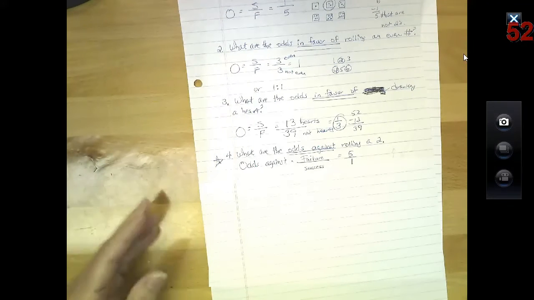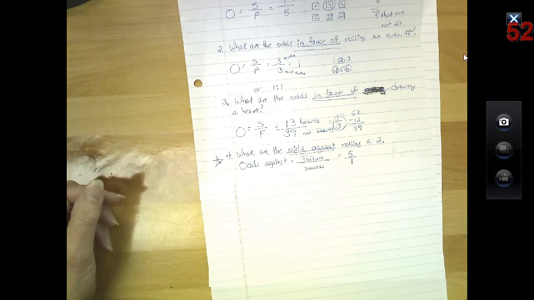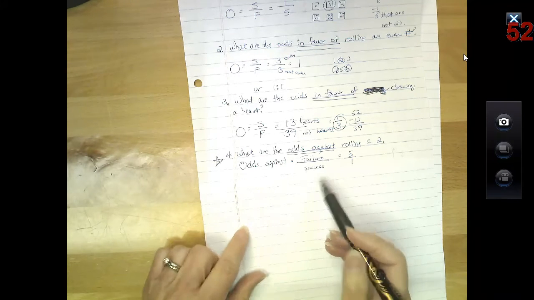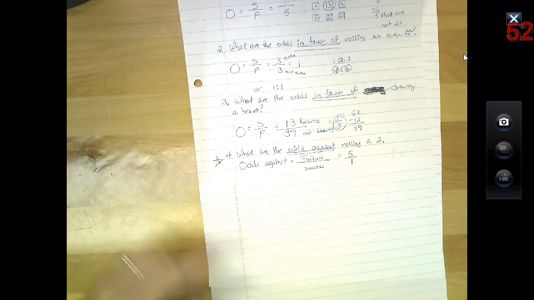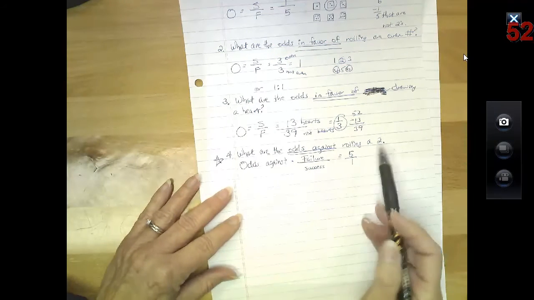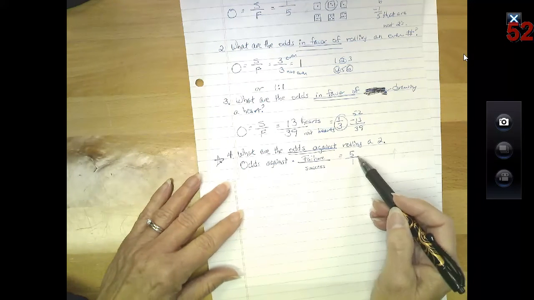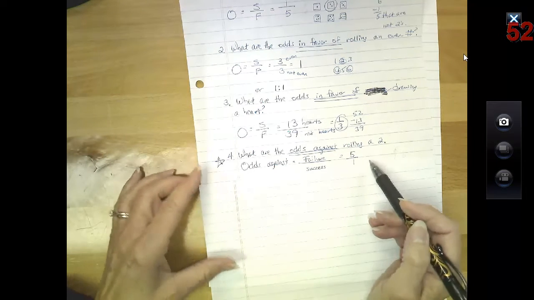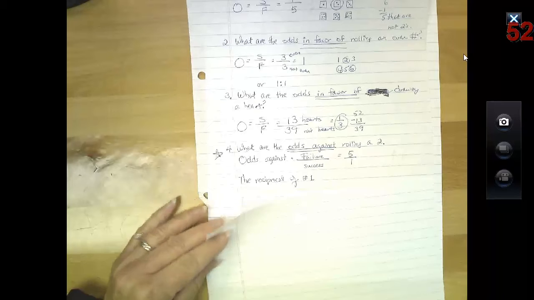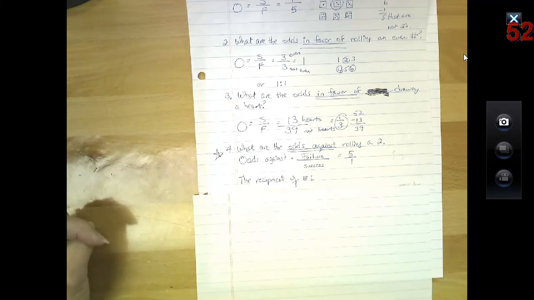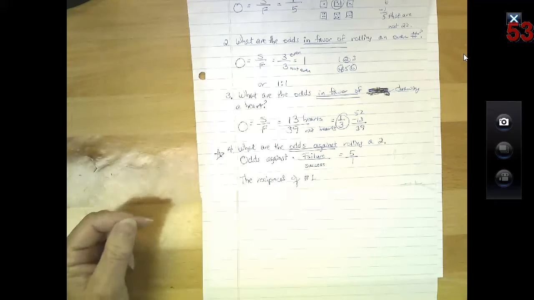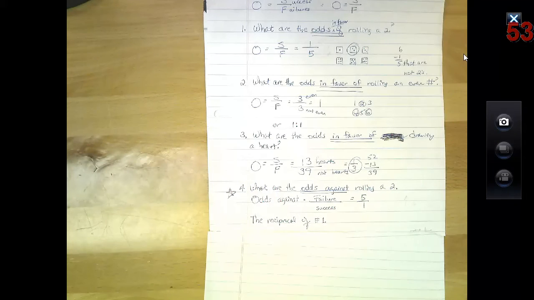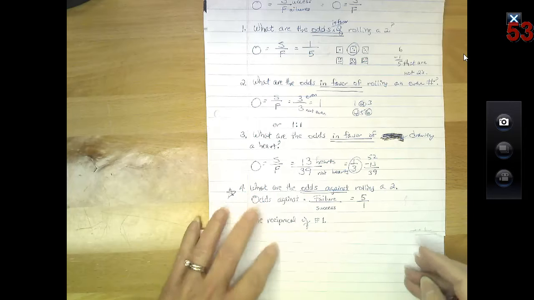What are the odds against rolling a 2? Odds against is the failure over the success, or in other words, it's a reciprocal. Okay? So the failures, there are 5 that are not 2s. The successes, there's only 1. So the odds against is 5 over 1. It's a reciprocal of number 1 up here. I wish this was clearer, but I just can't make it any bigger for some reason today.